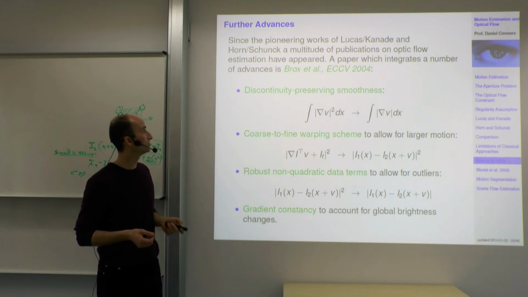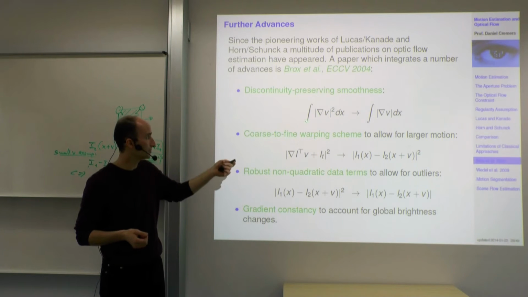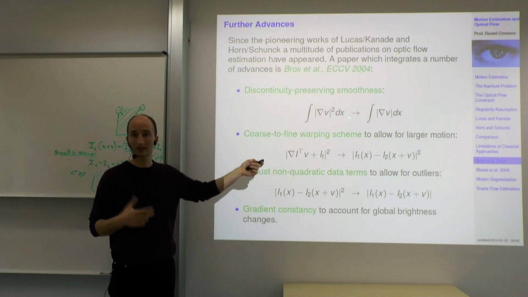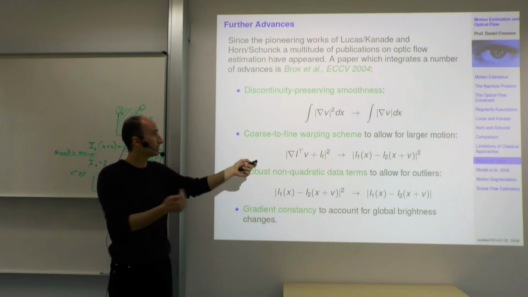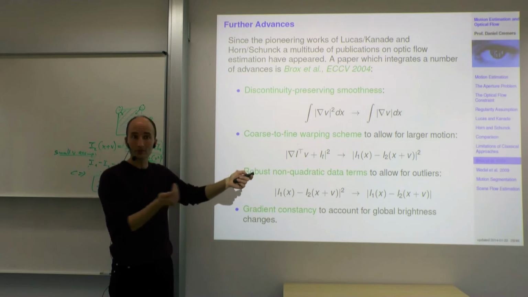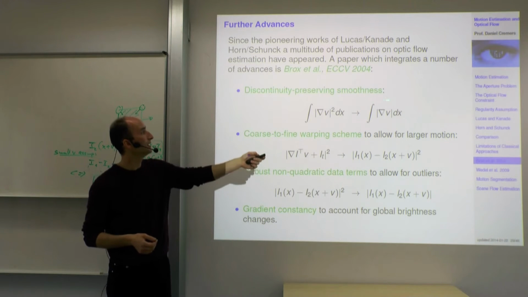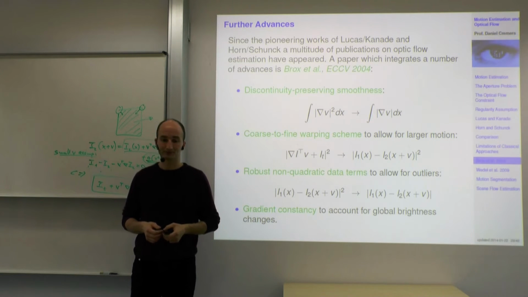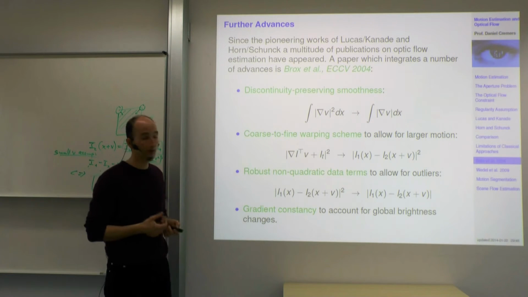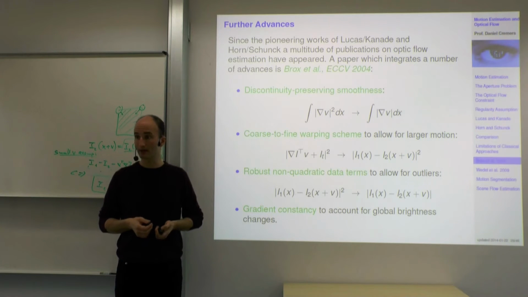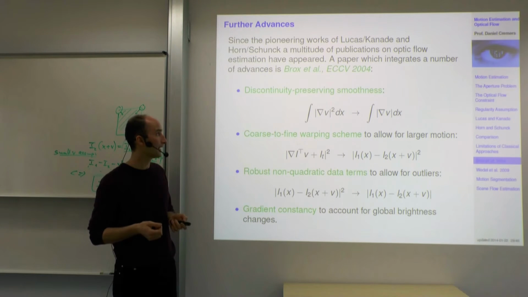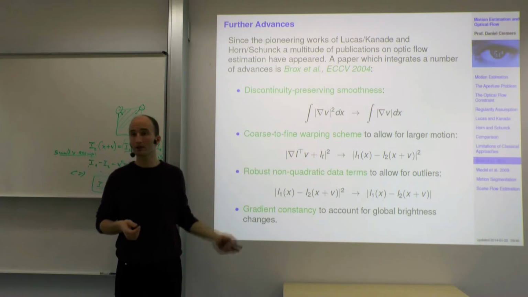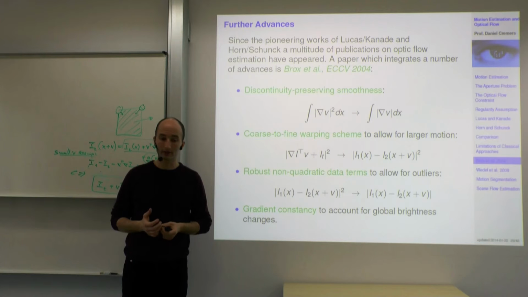The first contribution or advance that people made in this field is to move from quadratic penalizers that tend to over-smooth, in particular motion boundaries, boundaries between objects and background, and replace it with a non-quadratic penalizer. Of course, there are tons of possibilities for non-quadratic penalizers, and indeed many of them have been suggested. This is one of the simplest non-quadratic ones, namely the total variation.